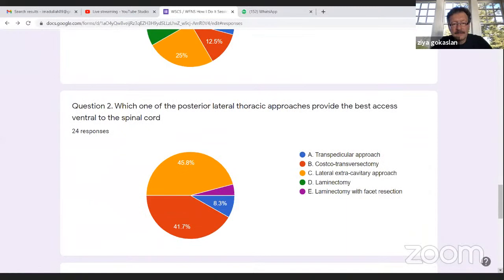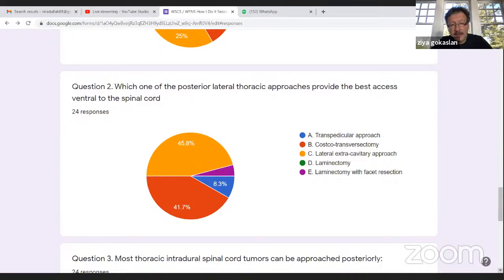So these are a variety of posterior approaches that we put here, and we briefly talked about that. I think Richard also covered some of this: which one of the posterior lateral thoracic approaches provides the best access ventral to the spinal cord? These are all dorsal approaches. So, starting with the laminectomy with facet resection, transpedicular approach, costotransversectomy approach, and lateral extracavitary approach. Which one of these gives you the best exposure ventral to the spinal cord?